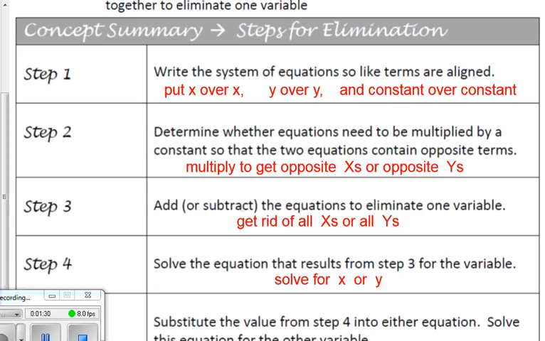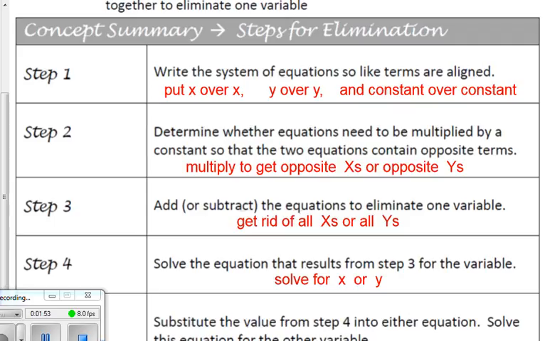For step 3, then you add or subtract. Remember, adding and subtracting are in a sense kind of the same thing. You add or subtract the equations to eliminate one variable. So you'd put this equation over that equation, and you would add the equations together or subtract them, and that would get rid of all of the x's or all of the y's.